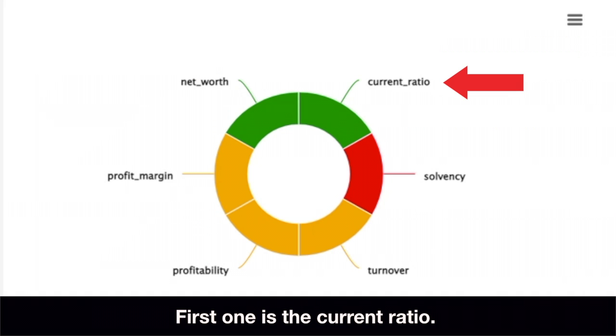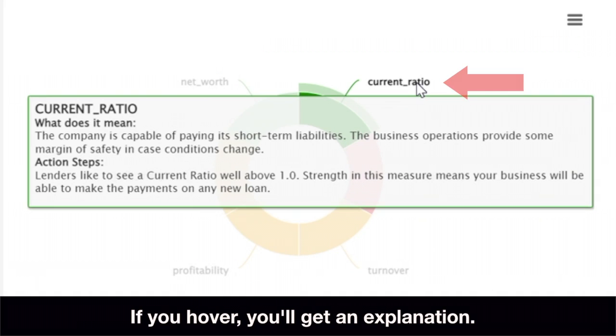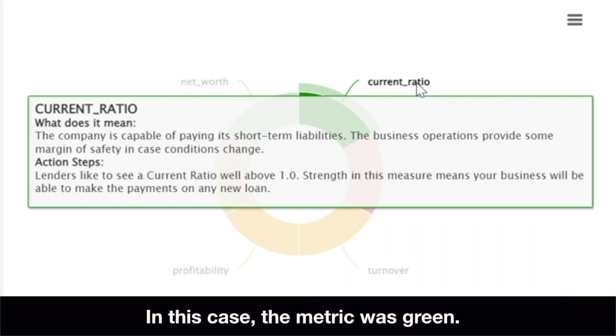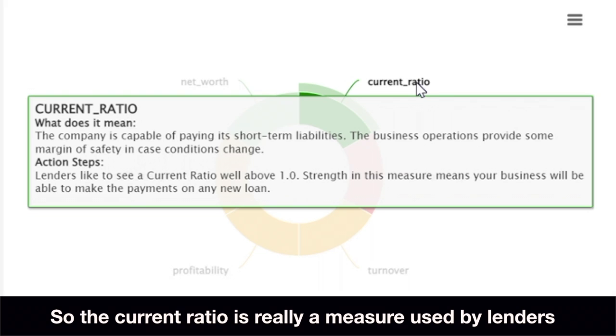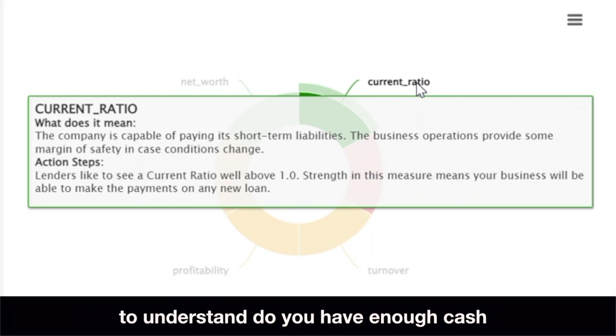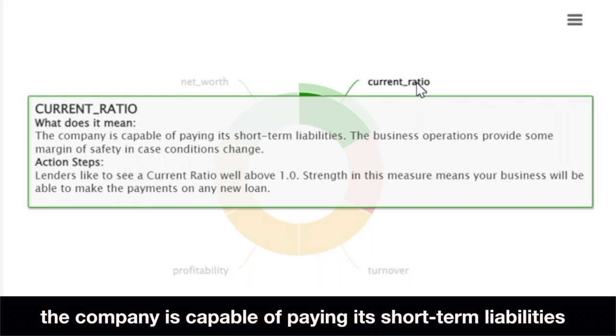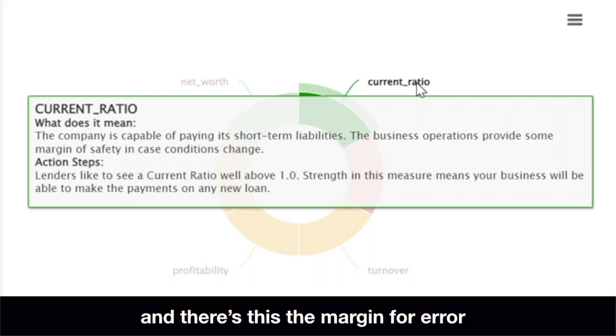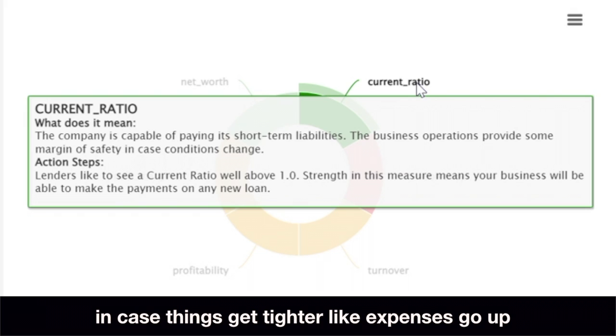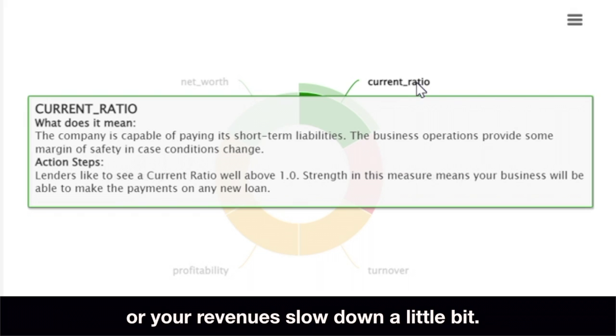First one is the current ratio. If you hover, you'll get an explanation. In this case, the metric was green. So current ratio is really a measure used by lenders to understand, do you have enough cash to meet your expenses? Here, in this case, the company is capable of paying its short-term liabilities. And there's this margin for error in case things get tighter, like expenses go up or your revenues slow down a little bit.